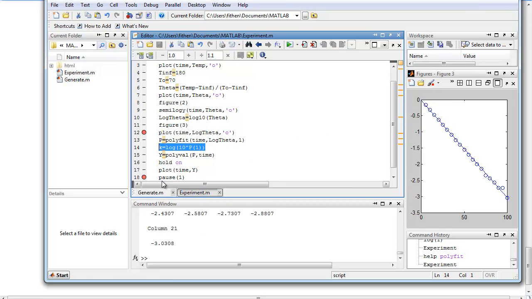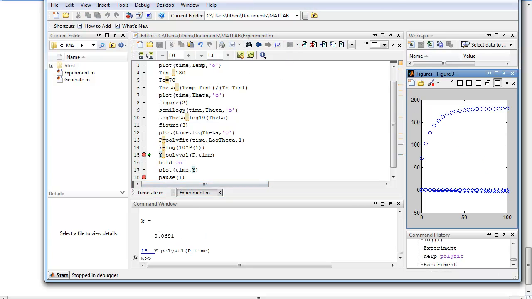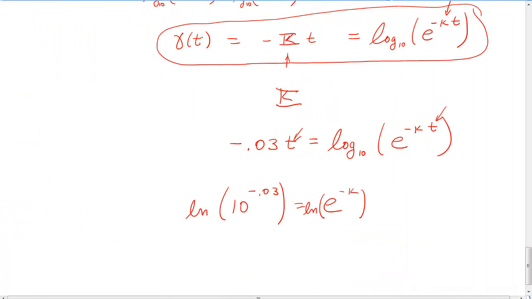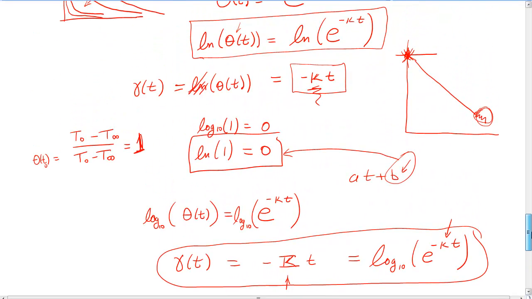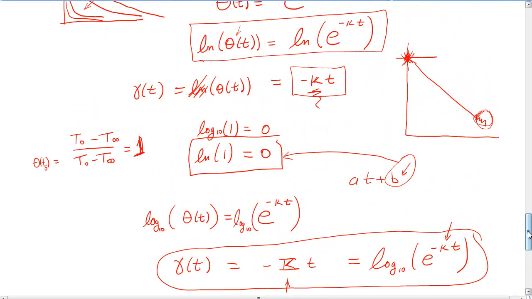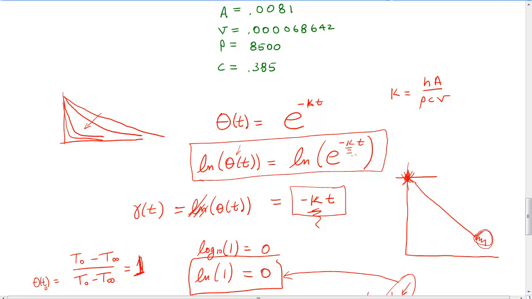So now if I save this and rerun it to stop it right up to here, my K value is minus 0.0691. Now what do I do with that? Well, I don't know. Hang on just a minute. K would be equal to minus 0.0691. So that's my K that showed up back here, or right there, or right here.